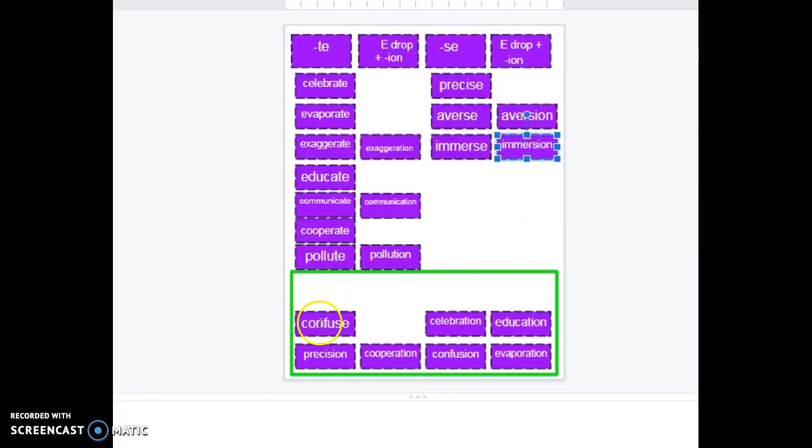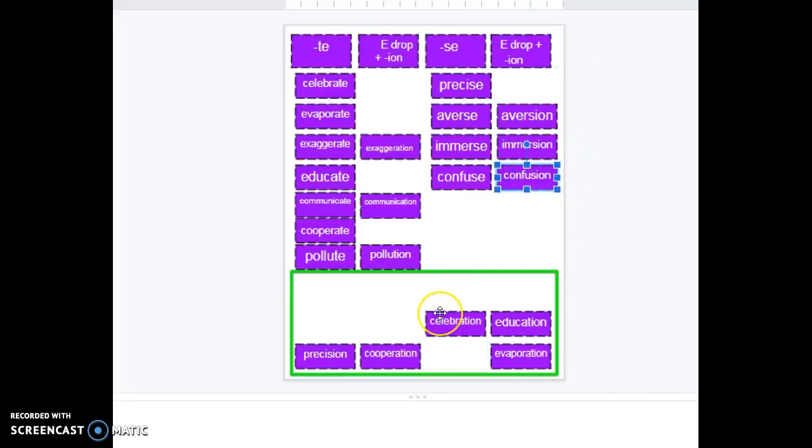Let's take a look here at confuse. Confuse has SE, and I'm going to look for its buddy word, confusion. Drop that E, and we have SION. Let's take a look at celebration. I know that I have a buddy word up here with TE, celebrate, celebration.